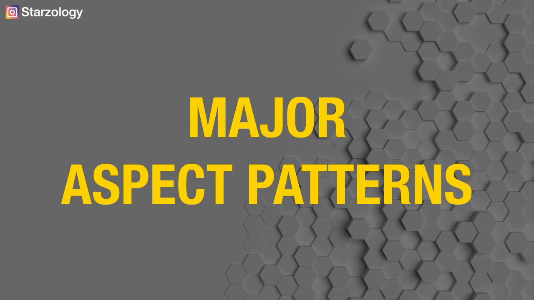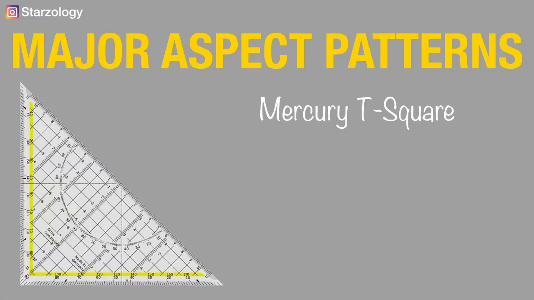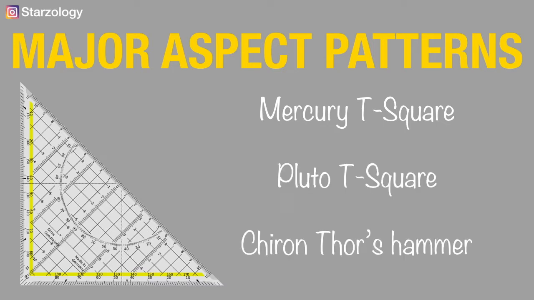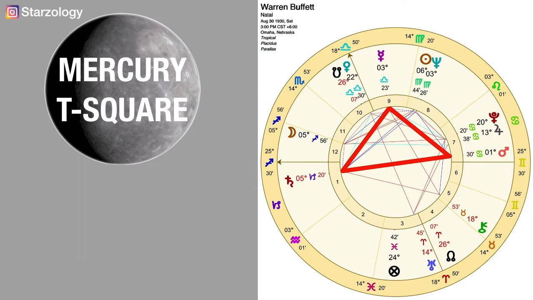Finally, we're going to be looking at major aspect patterns, and there are a few in this chart. We have a Mercury T-square, a Pluto T-square, and a Chiron Thor's hammer. So I'll just point those out to you now. First up we have the Mercury T-square.